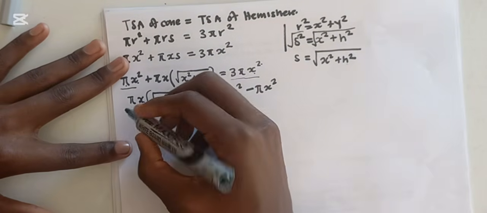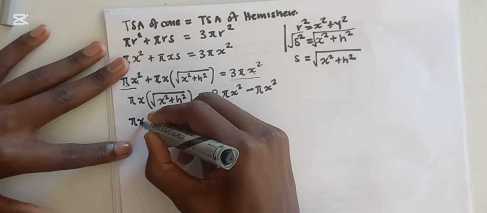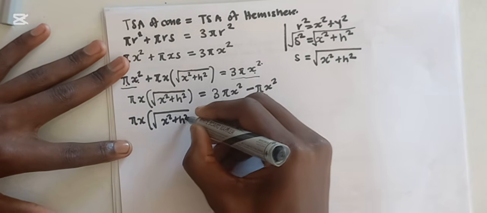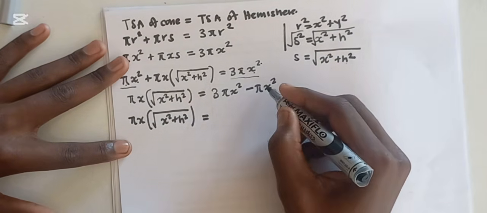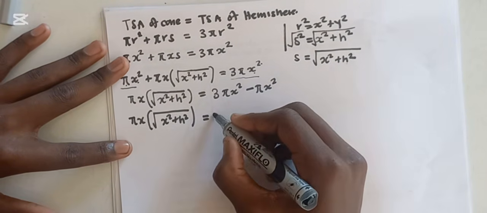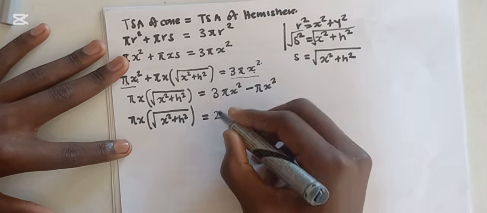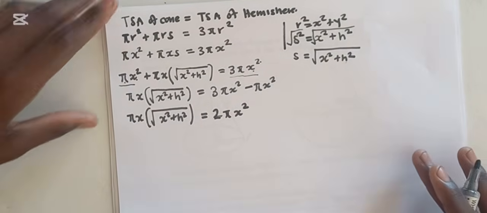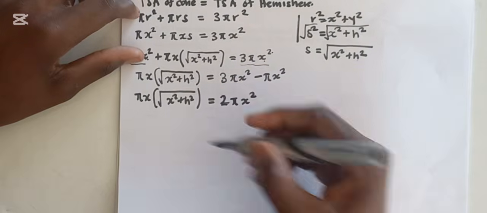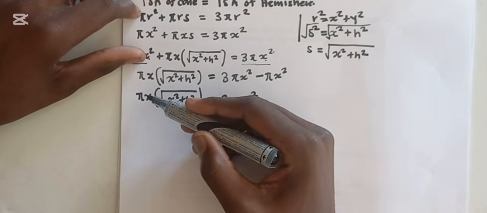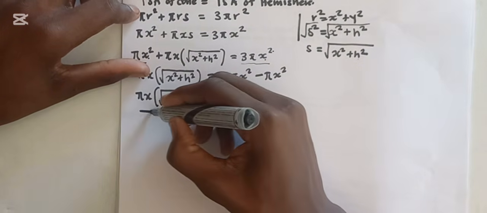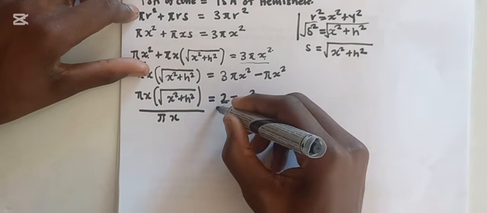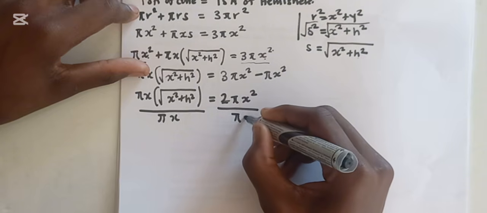Now, perfect. So here we're going to be left with pi x times the square root of x squared plus h squared, which is equal to 3 minus 1, since here there is 1. 3 minus 1 is going to be 2, so 2 pi x squared. Now, perfect. From here on, we can divide both sides by this pi x because we don't need it here. So we're going to divide both sides by pi x, and we divide the other side by pi x also.